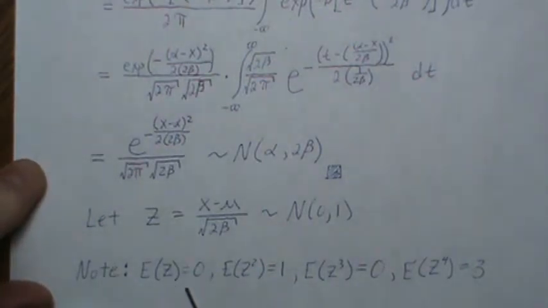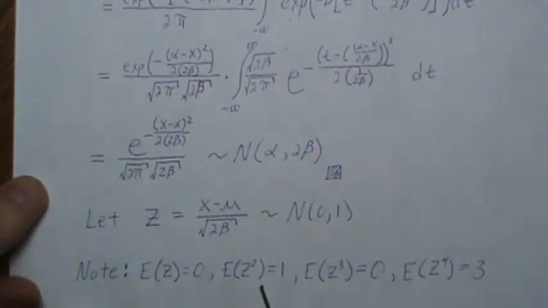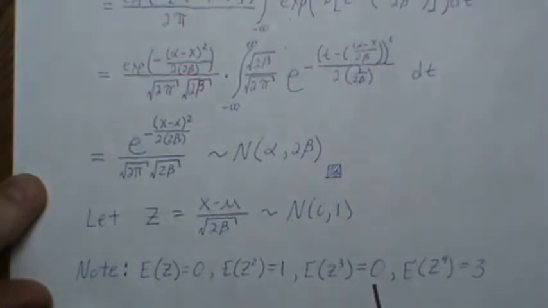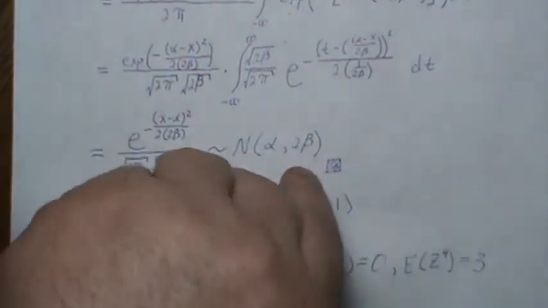So the first moment, the mean is 0, which of course we knew. The x squared is 1, which ends up being the variance when the mean is 0, so we knew that. Every odd moment is 0 in a standard normal, and the fourth moment is 3. Now we're going to come back to these in a second.